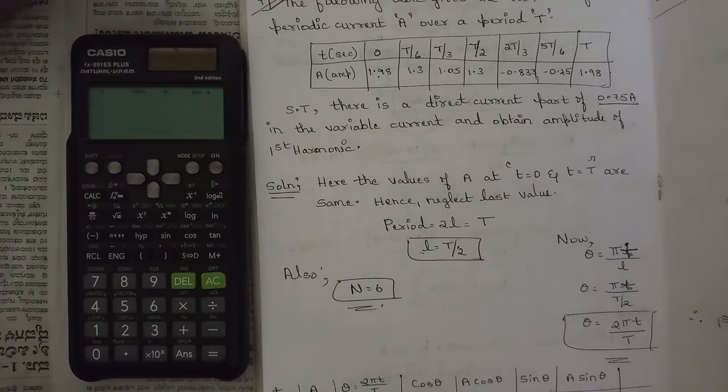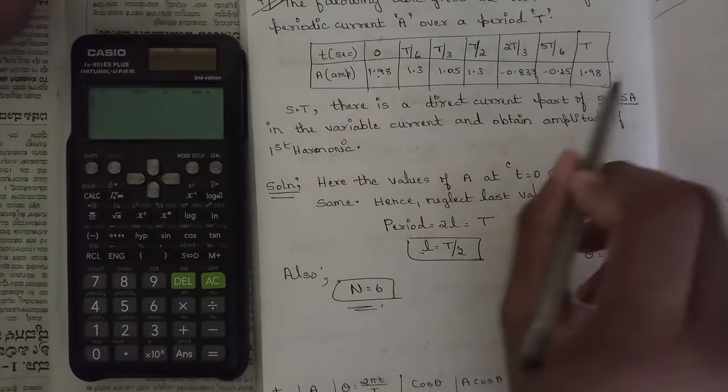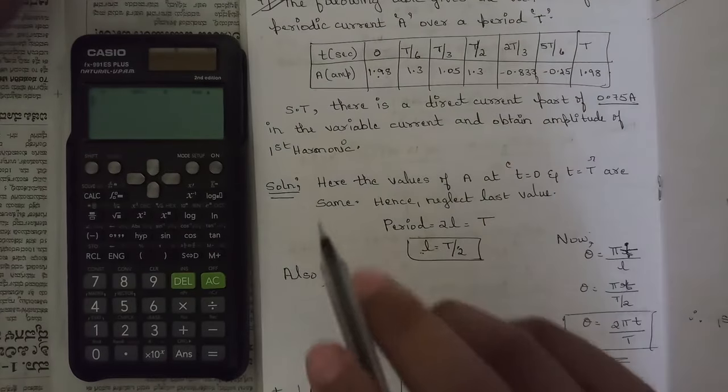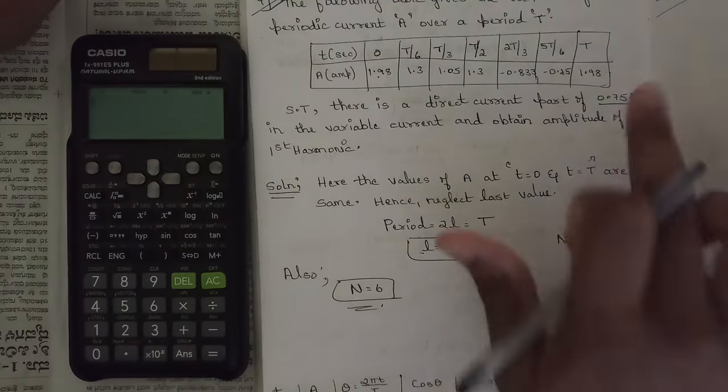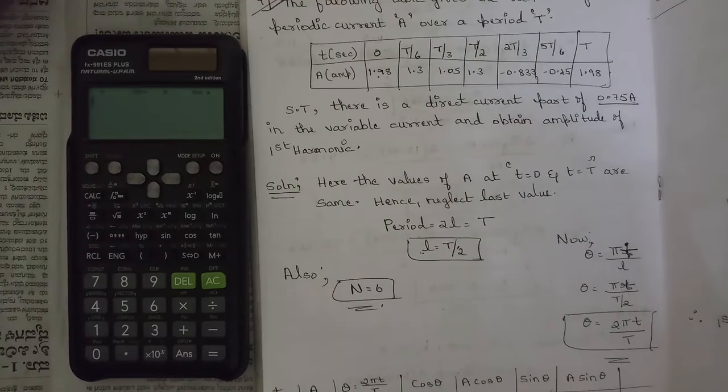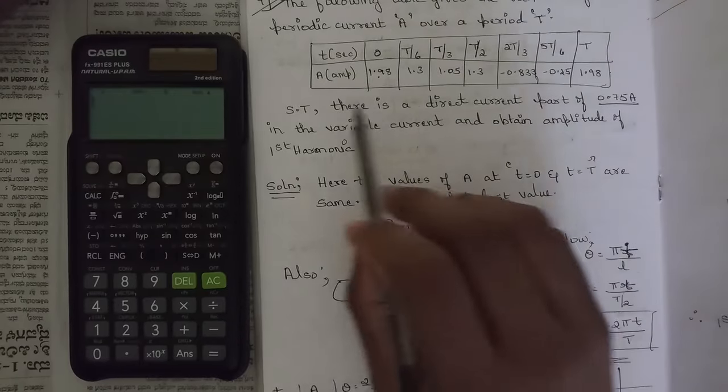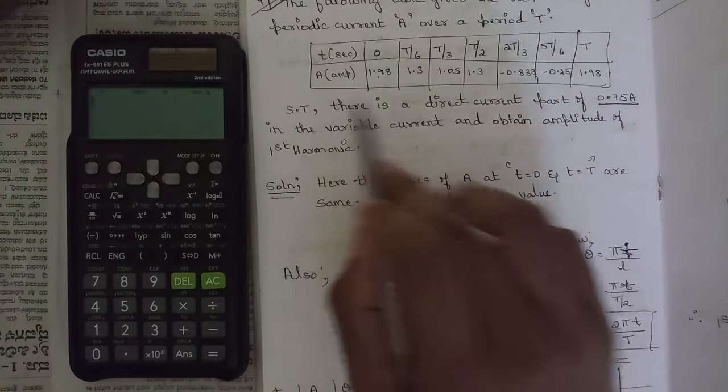A naught by 2 into the harmonics, right? So the value of a naught we get should be the double of this 0.75. That is, we need to get the value of a naught, the constant term, as double of 0.75, which is 1.5. So that we can prove what they have asked us to show, that the direct current part is 0.75.